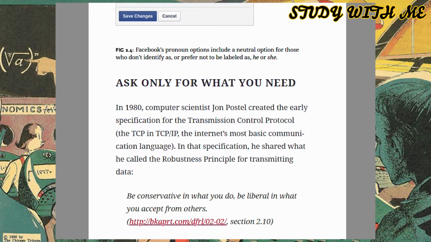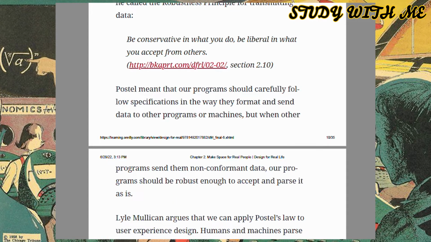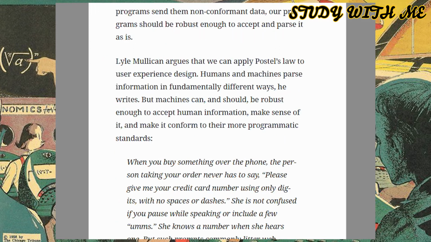Postel meant that our programs should carefully follow specifications in the way they format and send data to other programs or machines, but when other programs send them non-conformant data, our programs should be robust enough to accept and pass it as is. Lyle Mulligan argues that we can apply Postel's law to user experience design. Humans and machines pass information in fundamentally different ways, he writes, but machines can and should be robust enough to accept human information, make sense of it, and make it conform to their more programmatic standards.